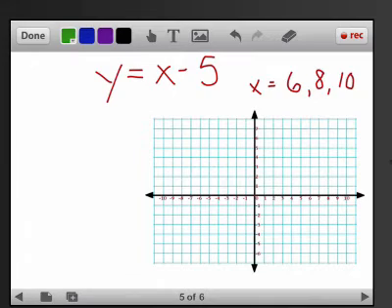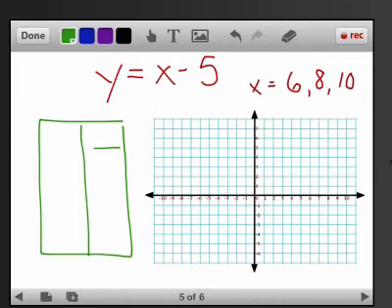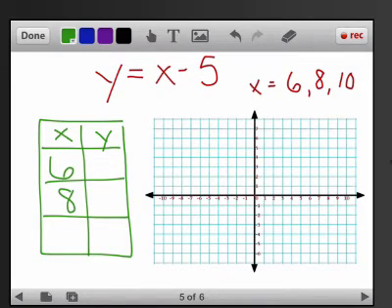Let's take a look at the last one here. Y equals x minus 5. I need to first make my chart. X, y. It tells me my x will equal 6, 8, and 10. Y equals x minus 5. I plug in my x as a 6. Y equals 6 minus 5, which is 1. Y equals 8 minus 5, which is 3. Y equals 10 minus 5, which is 5. And now I need to graph them.